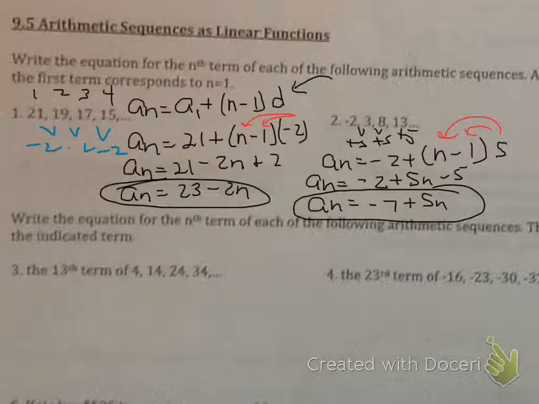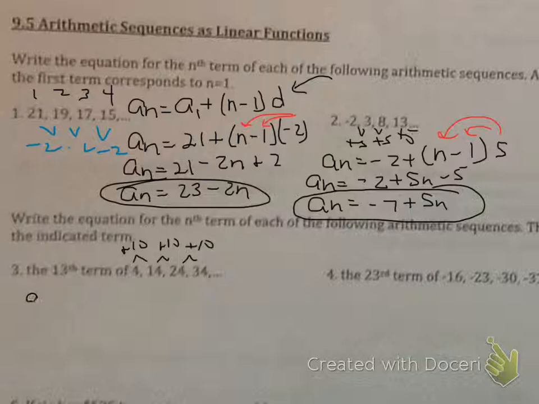Alright, write an equation for the nth term of each of the following arithmetic sequences. Indicate the term. Alright, so this time they give us the term. So we've got to create the equation, and then we've got to find like the 13th number or the 23rd number. So here we go. We've got to find the pattern too, and I'm going to write it on top this time instead. This looks like it's plus 10. This looks like plus 10. This looks like plus 10. And this looks like plus 10.